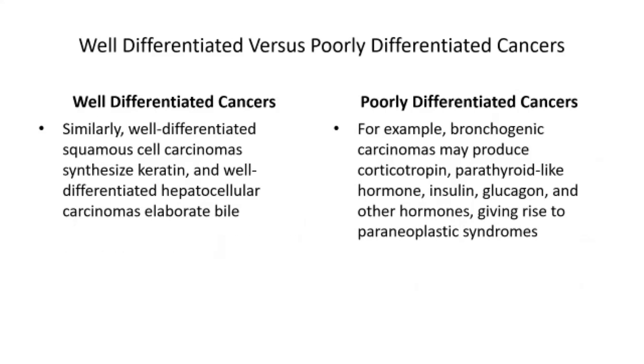In other examples of differentiation, squamous cell carcinomas synthesize keratin, and hepatocellular carcinomas elaborate bile. Whereas poorly differentiated carcinomas, like bronchogenic carcinoma, may produce corticotropin, parathyroid-like hormone, insulin, glucagon, and other hormones. They also secrete, but that secretion is not the intrinsic function of those cells.